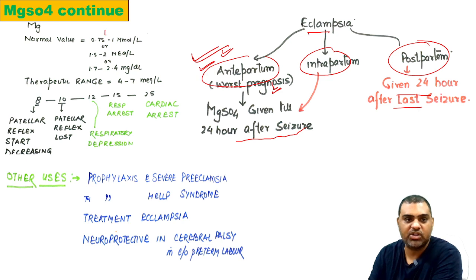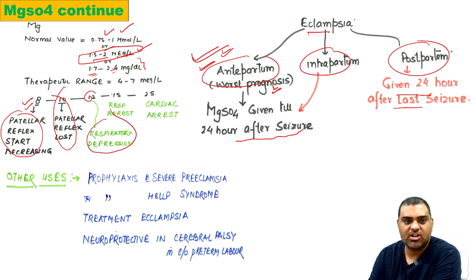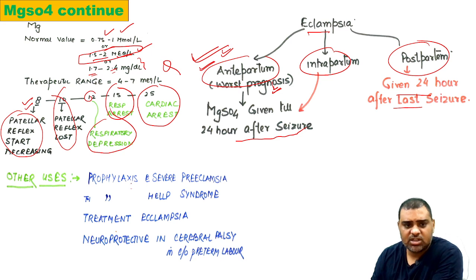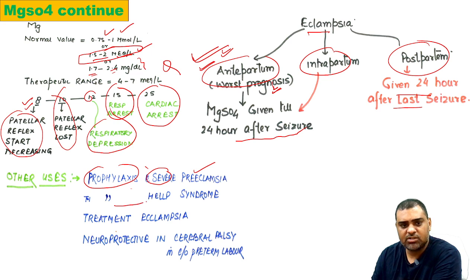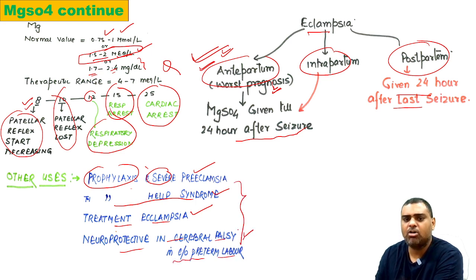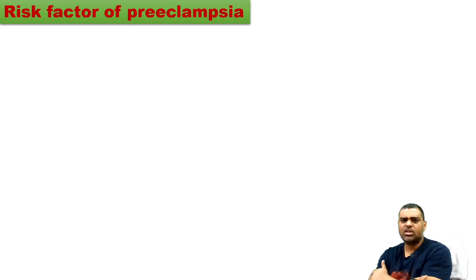Then normal value, I have told you, 0.7 to 1 millimoles or 1.5 to 2 milliequivalent per liter or 1.7 to 2.4 mg per dl. Please remember this value, milliequivalent per liter. At 8, patellar reflex starts decreasing, and at 10 patellar reflex is lost. At 12 respiratory depression starts, and at 15 respiratory arrest. At 25 we have cardiac arrest. All this has been asked in a question. Other uses: prophylaxis of severe preeclampsia or HELLP syndrome, treatment of eclampsia, and neuroprotection against cerebral palsy in cases of preterm labor. So I have explained all these points to you in detail.